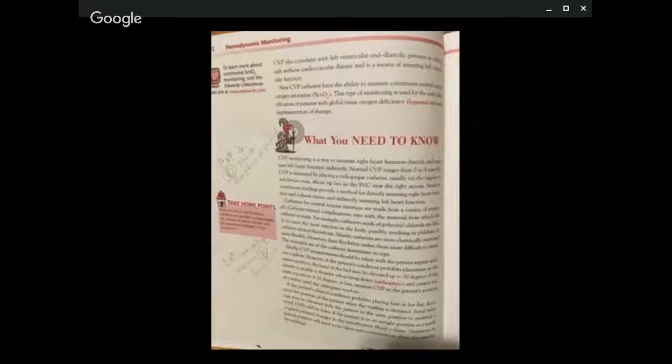Serial readings should be obtained with the patient in the same position to establish a trend. These will be lower if the patient is in an upright position as a result of gravity-related changes in the intrathoracic blood volume. Variations in patient position will need to be taken into consideration when interpreting the readings.